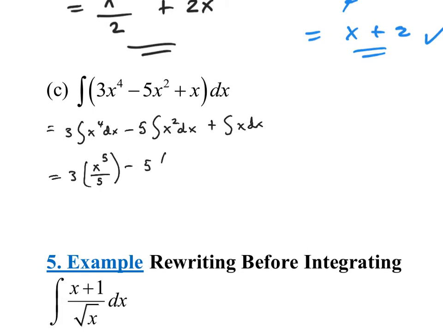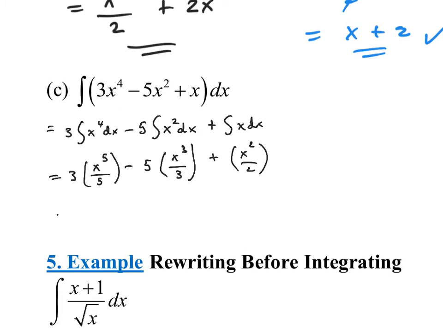Minus 5 times the integral of x squared. Again, the power plus 1, which would be x cubed, divided by the same number. Plus the integral of x, well, that's x to the first power, so it would be the power plus 1, x squared, divided by the same number 2.